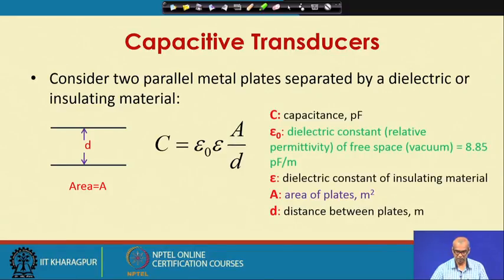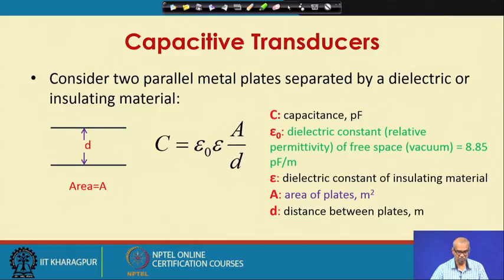where C is capacitance in picofarad, epsilon 0 is dielectric constant or relative permittivity of free space or vacuum. It is 8.85 picofarad per meter. Epsilon is dielectric constant of insulating material. A is area of plates expressed in meter square, and d is distance between plates in meter.